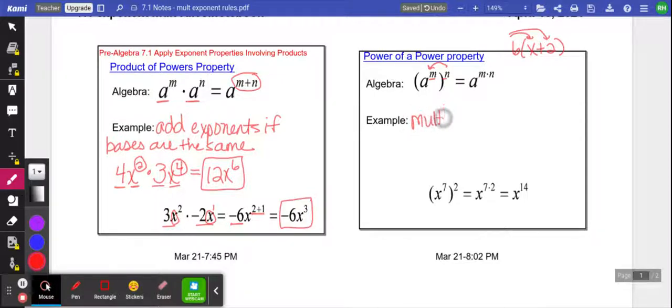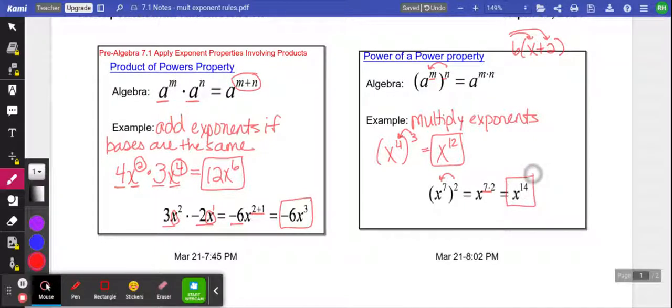So I'm going to multiply exponents when it's power to a power, okay? So if I have something like x to the fourth to the third, right? This guy comes in here and multiplies, and this gives me x to the 12th, and that would be my answer. Same thing happened here. 2 times 7 gives me this, and x to the 14th would be my answer. Okay, so when it's multiply, we add. When there's parentheses, we multiply. All right, lots to keep track of here, so make sure you're paying attention.